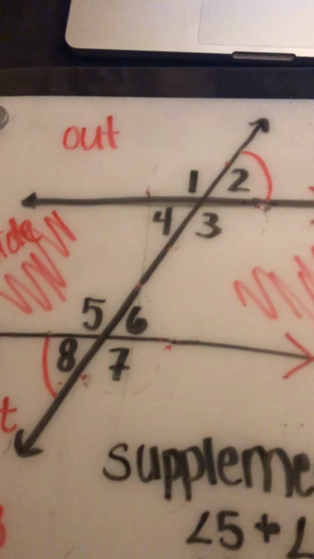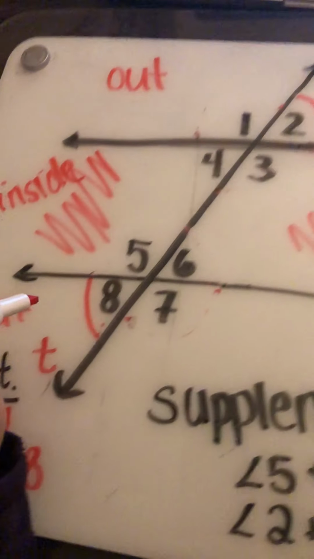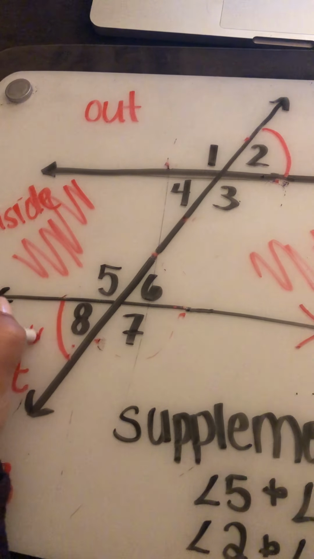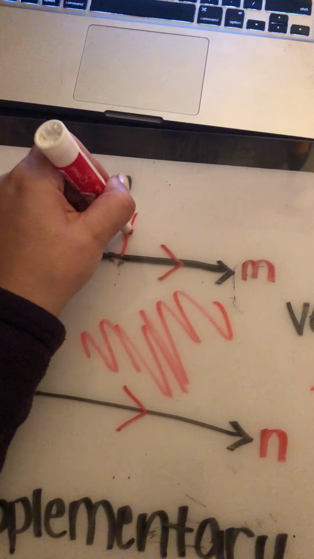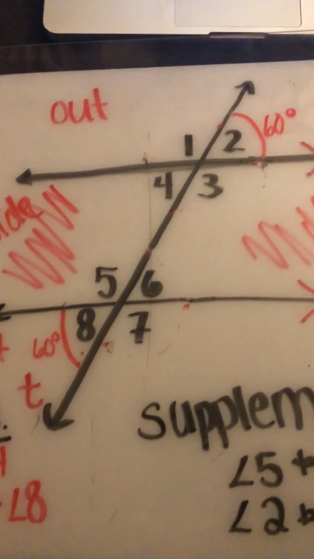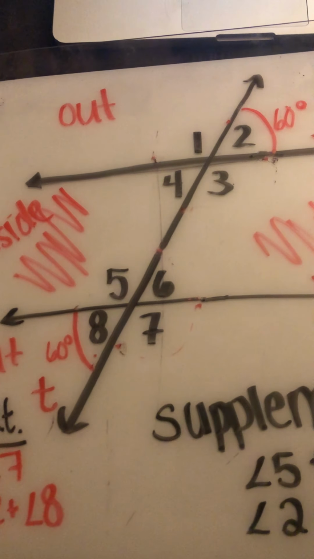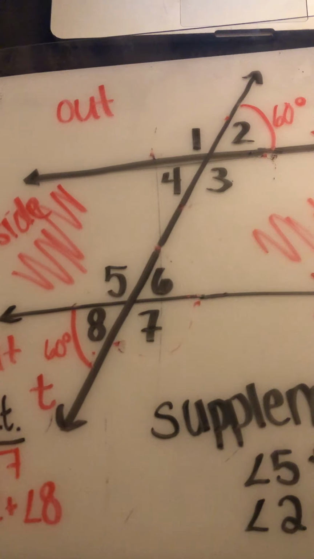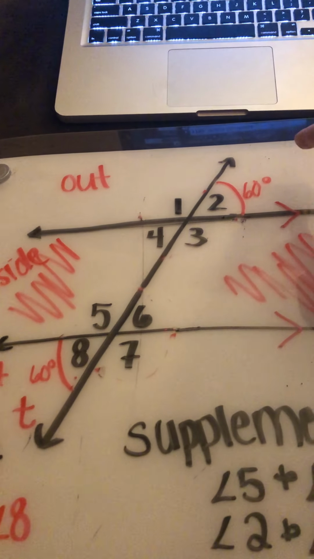The other thing to know about alternate exterior angles is that they are congruent. So if I told you that angle 8 was 60 degrees, then angle 2 would also be 60 degrees. So that's something we're going to explore a little more tomorrow, but it's good to know that they are equal in measure as well. Okay, so those are alternate exterior angles. 1 and 7 and 8 and 2.